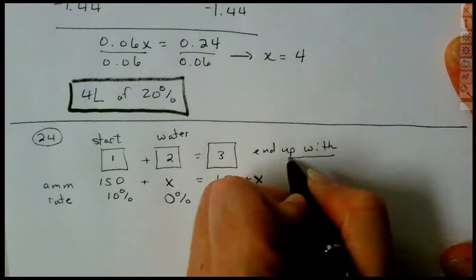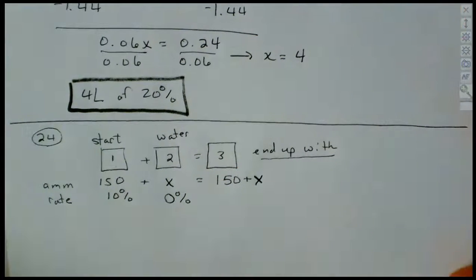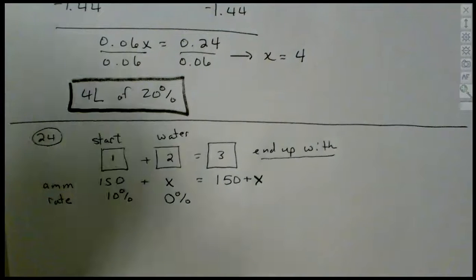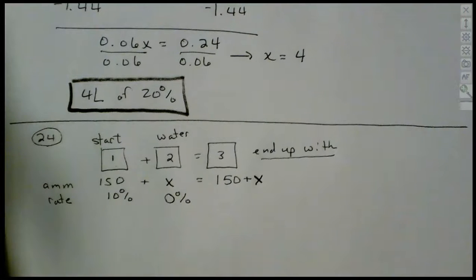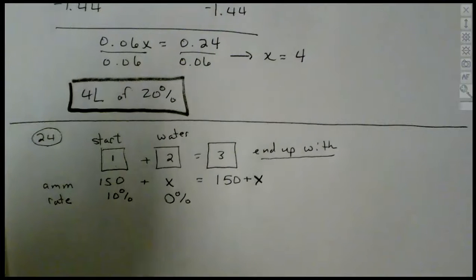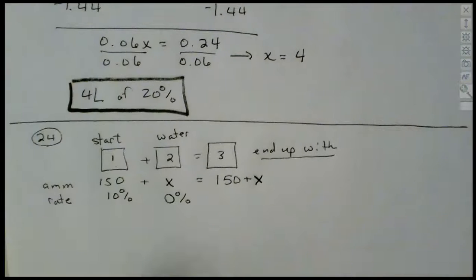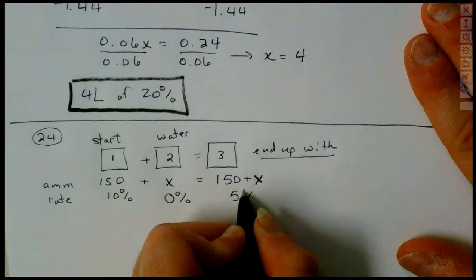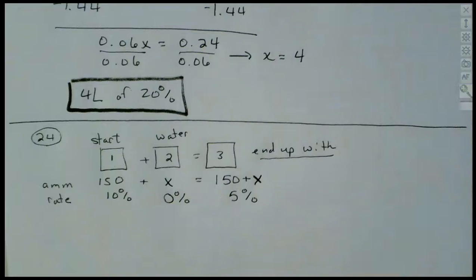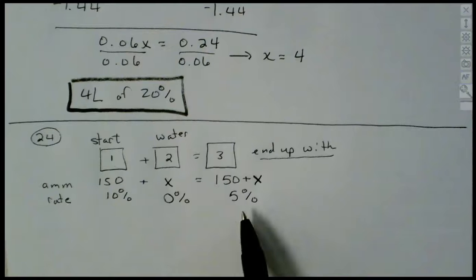This is what we want to end up with, our result. And what concentration do we want to end up with? It says we want to dilute it down to give me a 5% solution. So we want to end up with a 5% solution for our result. So we want to end up with the 5%, so that's going here.